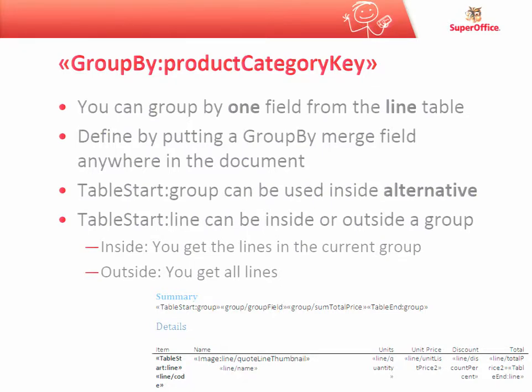Now, if you do table start line inside of a table start group, you get those product lines that belong to the current group. Table start group starts an iteration over groups, that is values of the group field. Then you will get the lines that belong to that particular group field. If you do table start line outside of table start group, then you get all the product lines in the alternative, as if you hadn't been doing grouping.